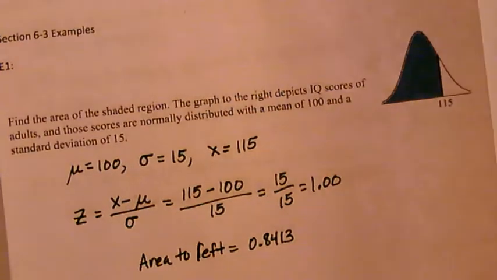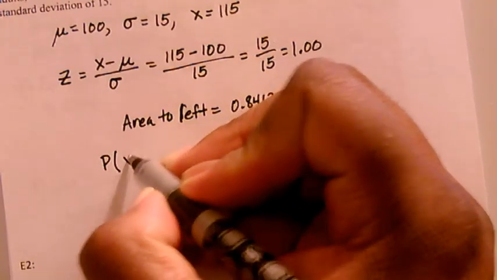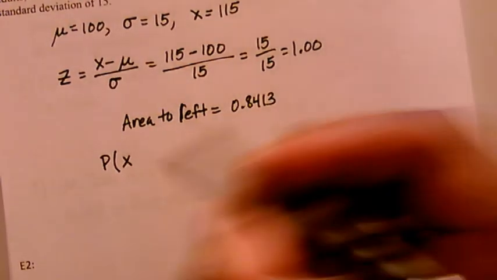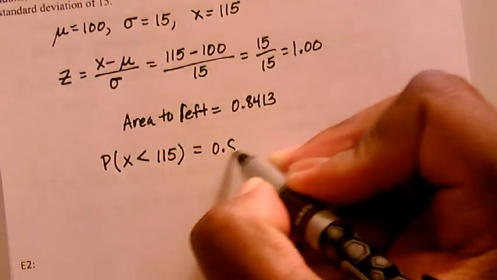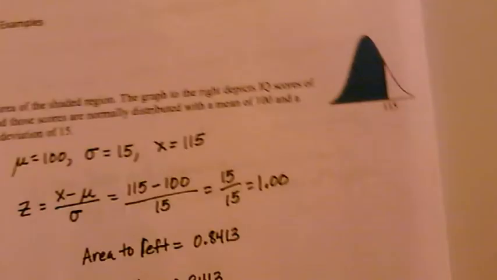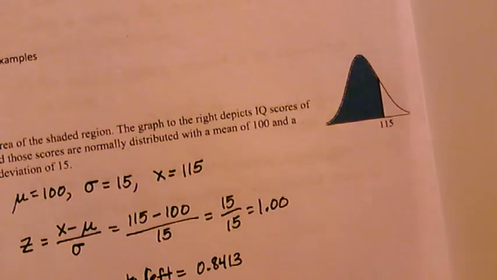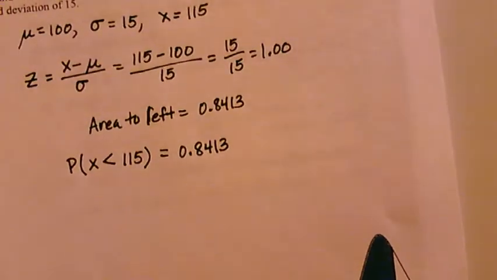So we can conclude that the probability that your x value, and it's shaded to the left, so that means less than 115, that probability will be 0.8413. Okay, and that's this shaded area to the left. That shaded area is 0.8413, which is also the probability that, in this case, an IQ score of an adult is less than 115, 0.8413.